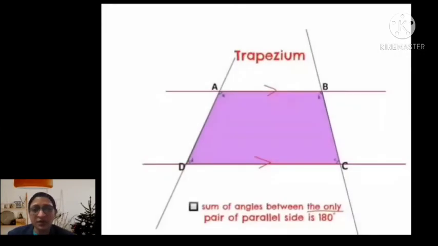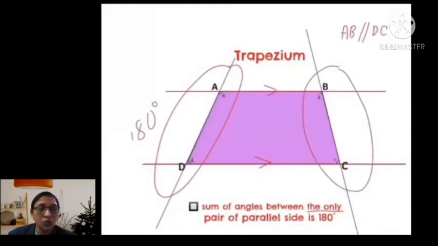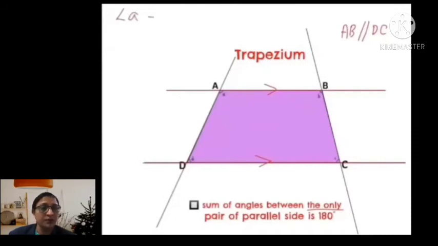Dear friends, in the given trapezium ABCD, side AB is parallel to side DC. Angle A plus angle D is 180 degrees. Similarly, angle B plus angle C also is 180 degrees. Let me write it here.